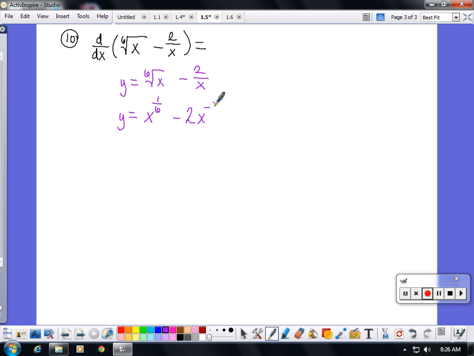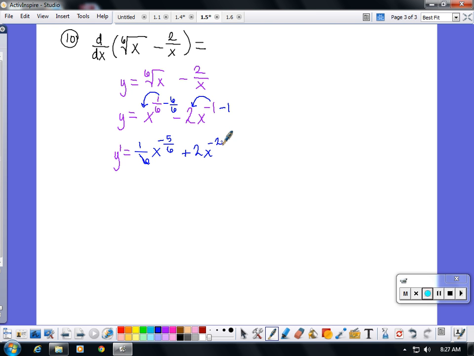To bring it up, make its current exponent negative. So it starts with a 1, bring it up, it becomes a -1. Now we're set up to do the derivative. So y prime equals, bring your 1/6, multiply it by the 1, you get 1/6 x. Drop your exponent by 1. Your new exponent becomes -5/6. And then on your next term, -1 times -2 is +2x. Drop your exponent by 1, and your new exponent becomes -2.